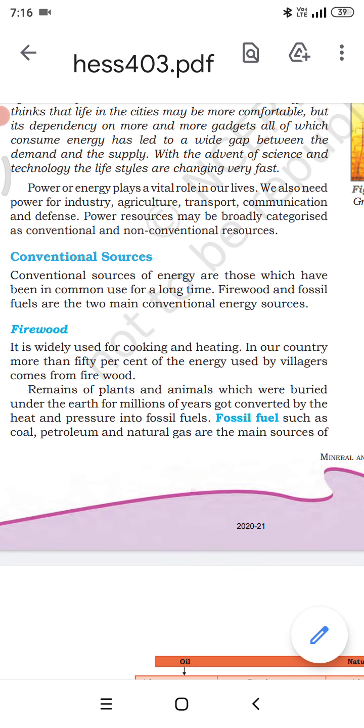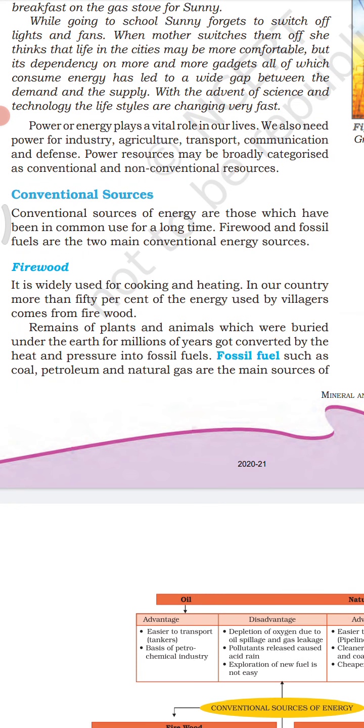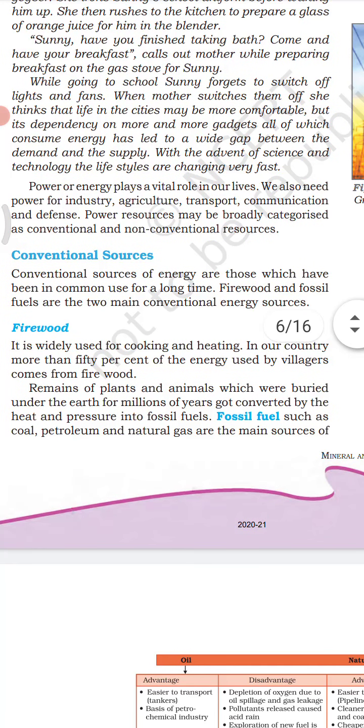So, see the example of firewood in our rural areas. Even these days, we can see the use of firewood in the rural areas. Then come fossil fuels. Earlier, the stoves were used, and in those, kerosene oil was used. So the fossil fuels are also used. First, we are discussing firewood. So it is widely used for cooking and heating in our country.